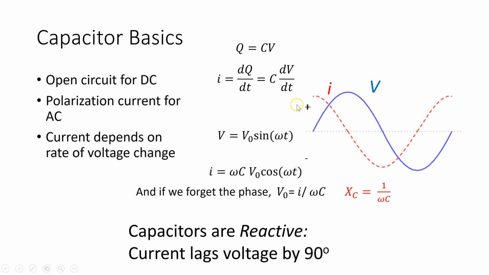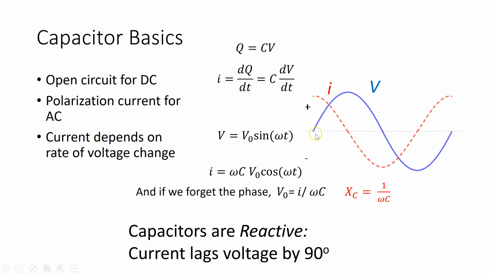Now let's take a look at the relationship between current and voltage in a capacitor. Here is the defining equation for capacitance, Q equals CV. If we take the time derivative of both sides, we have dQ/dt, the number of coulombs per second, which is the current flowing into or out of the capacitance, is C dV/dt. Let's take a concrete example. Let's take V is some amplitude V0 sine omega t. Remember, omega here is the angular frequency, or 2 pi times the frequency.